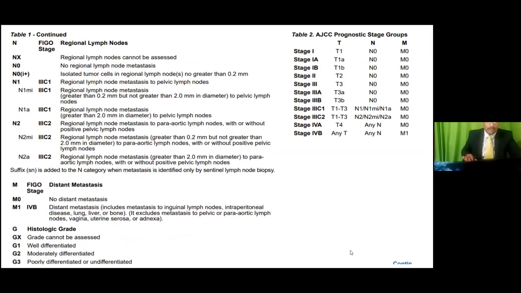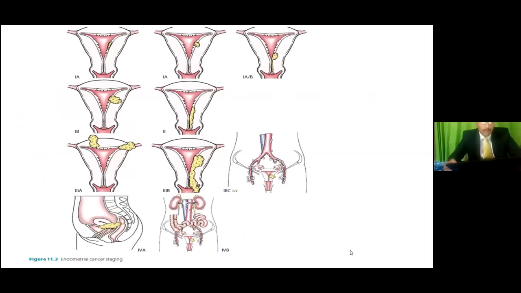So let us see that. In the T2, you can see the cervical stromal involvement is taken as stage 2, whereas the endocervical glandular involvement is taken in stage 1 only. In 3A, you can see the serosal or adnexal involvement, and in 3B, the vaginal involvement, and the 3C is there. Again, the 3C I will tell you in the next slide.